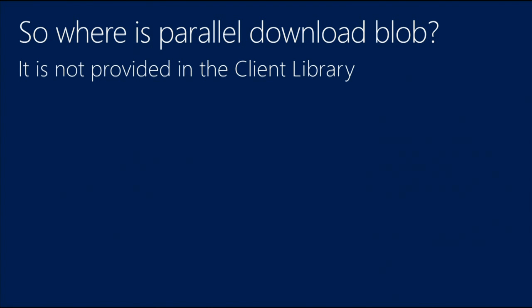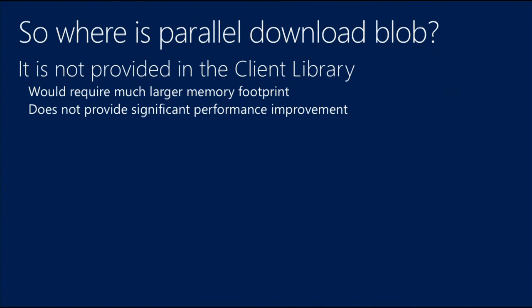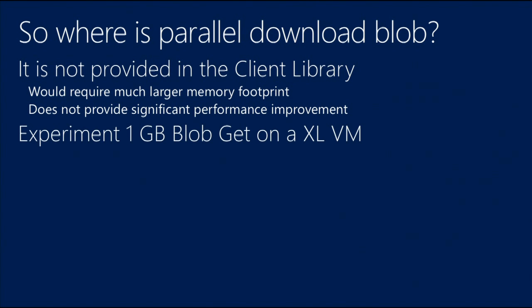So the next thing people ask me is, okay, that's great for parallel upload. Where's parallel download? And the answer is it's not there. And it's not there on purpose. A couple of reasons why. One, this would require much bigger memory footprint in your client application. So you can imagine us doing multiple parallel download requests. We'd have to keep these buffers in memory to be able to order the bytes correctly to write it to the destination stream. And then secondly, in our experimentation, it didn't actually provide a significant performance improvement.